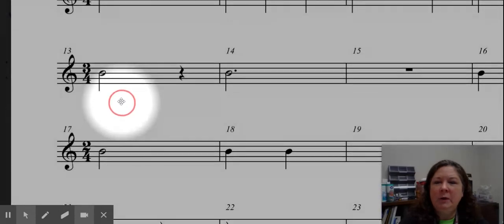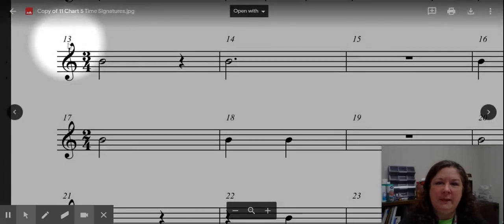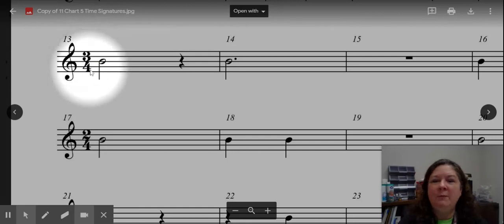the next line we're going to look at, starting at measure 13. And right away we notice that there's a change here. So we are now in 3/4 time. This is the first time that we have counted in 3/4 time. So you will remember that the top number in the time signature tells us how many beats there are in a measure. So when we're in 3/4 time, there are 3 beats in every measure.